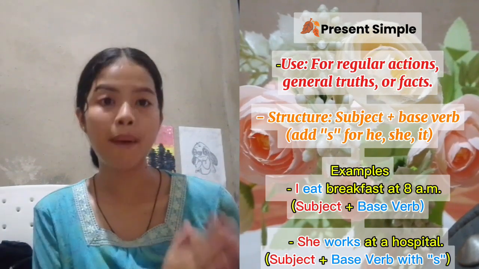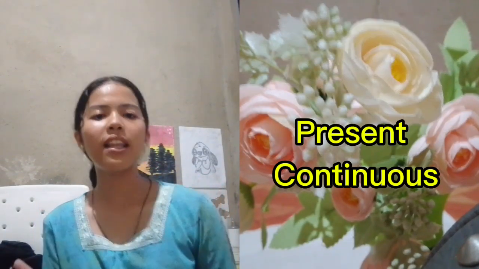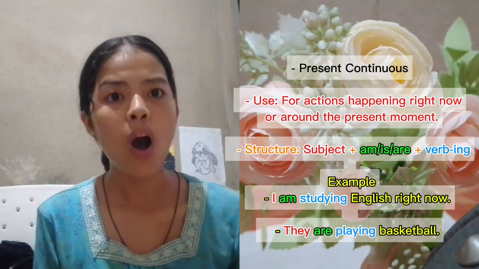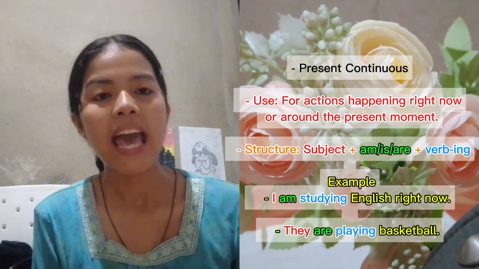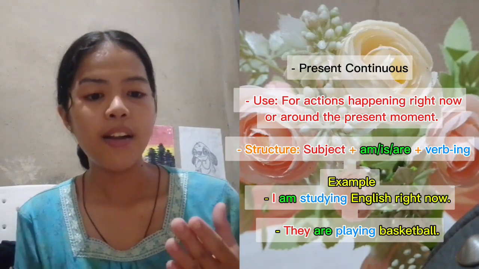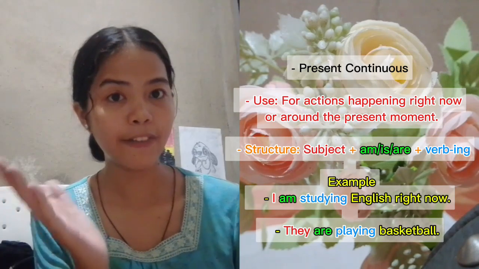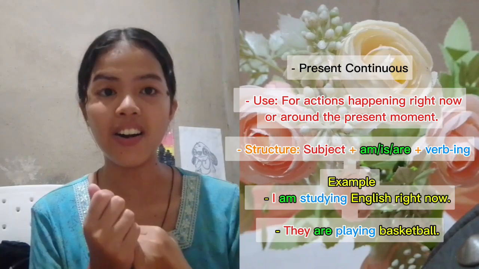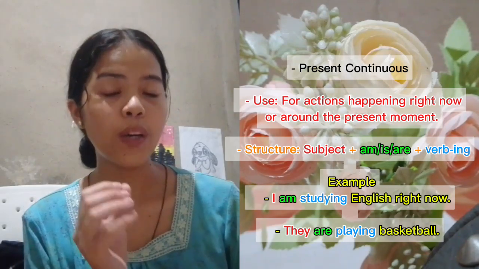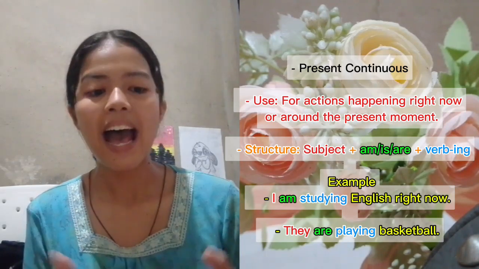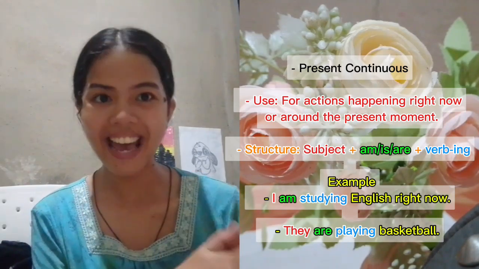And next is the present continuous. As we know, present continuous is used for actions that are happening right now or around the present moment as we speak. So its structure follows the subject plus am, is, or are, and also verb plus ing. So the example here is I am studying English right now.